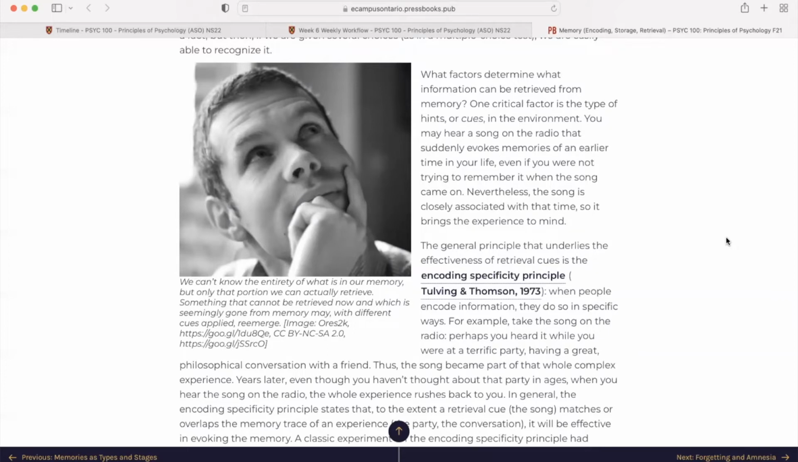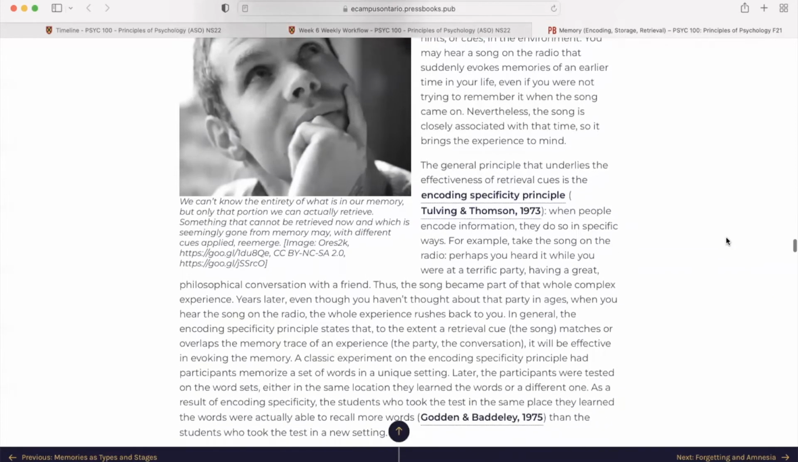The general principle that underlies the effectiveness of retrieval cues is the encoding specificity principle. When people encode information, they do so in specific ways. For example, take the song on the radio. Perhaps you heard it while you were at a terrific party, having a great philosophical conversation with a friend. Thus, the song became part of the whole complex experience.